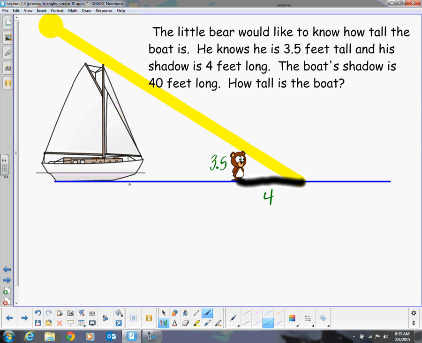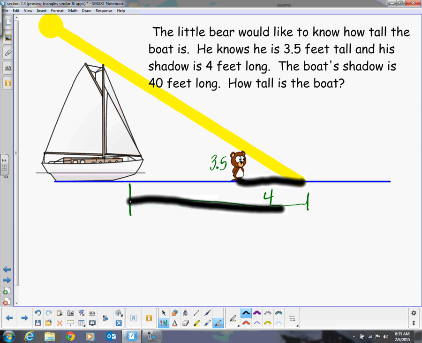Now, he can measure the ground from the boat. And actually, this is going to be the boat's what? Yes, that's the boat shadow. And what did he figure out the boat shadow was? 40 feet. Okay, what does he want to know? How tall the boat is. So I'm going to get a highlighter. He wants to know this height.